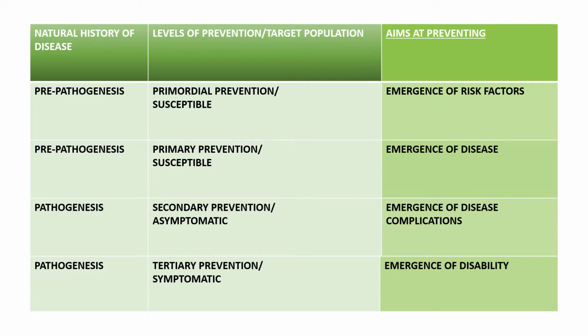In the pre-pathogenesis phase, it is about primary prevention, and again the population is the susceptible population. It aims at preventing the emergence of disease. In the pathogenesis phase, it is about the secondary level of prevention, and the target population involved is the asymptomatic population. It aims at preventing the emergence of disease and its complications. In the pathogenesis phase, the other level of intervention is tertiary prevention, aimed at the symptomatic population, and it aims at preventing the emergence of disability.